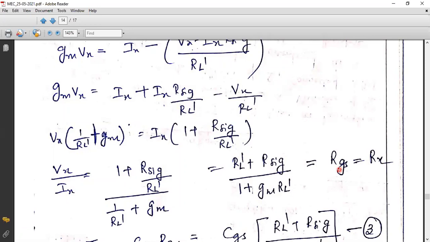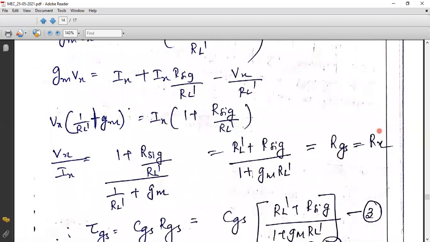So please remember that whenever you are not able to find any physical resistance directly across the respective terminals, what you will do, you will connect a dummy voltage source. From that, create a current flow. After applying the nodal analysis or mesh analysis in the respective nodes, form two equations, solve it. The ratio between Vx and Ix is nothing but the resistance across that particular terminal. So that is a concept that you need to understand.